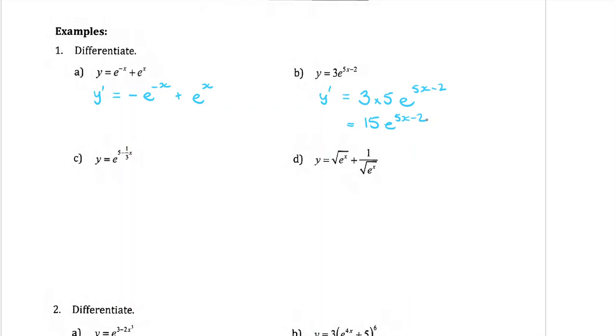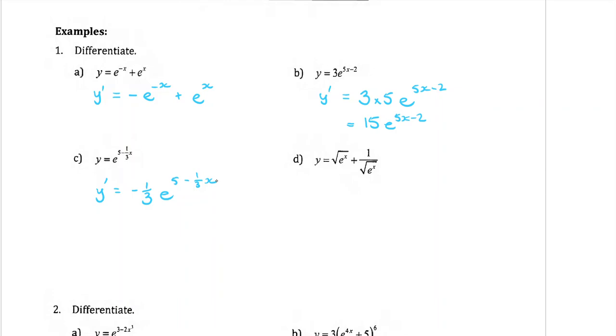Question C. Looks yucky because we have powers and fractions in powers. Who cares? We can still do it. So, derivative of the power is negative a third. Then leave the exponential with its power exactly the same.